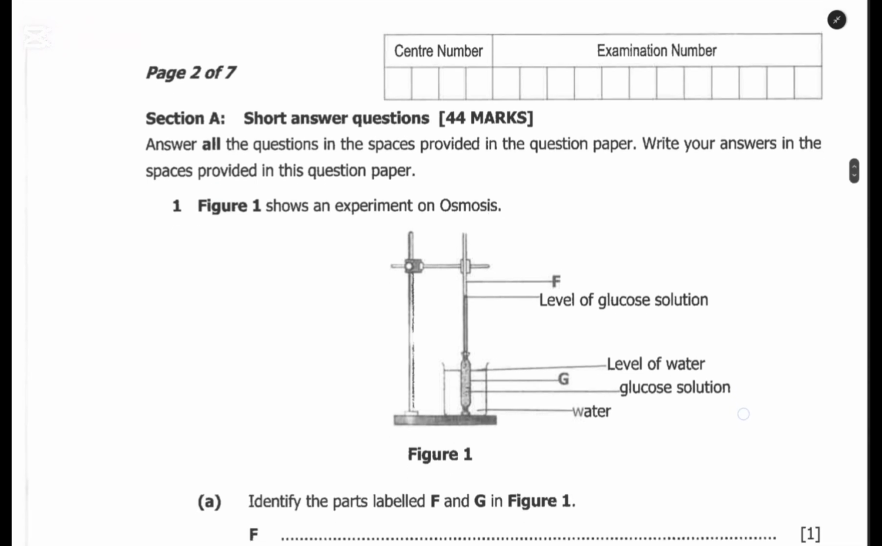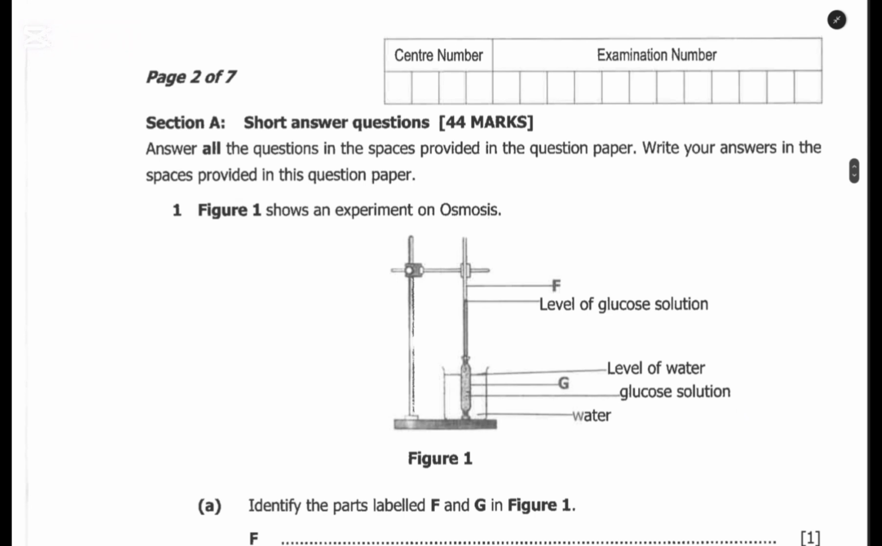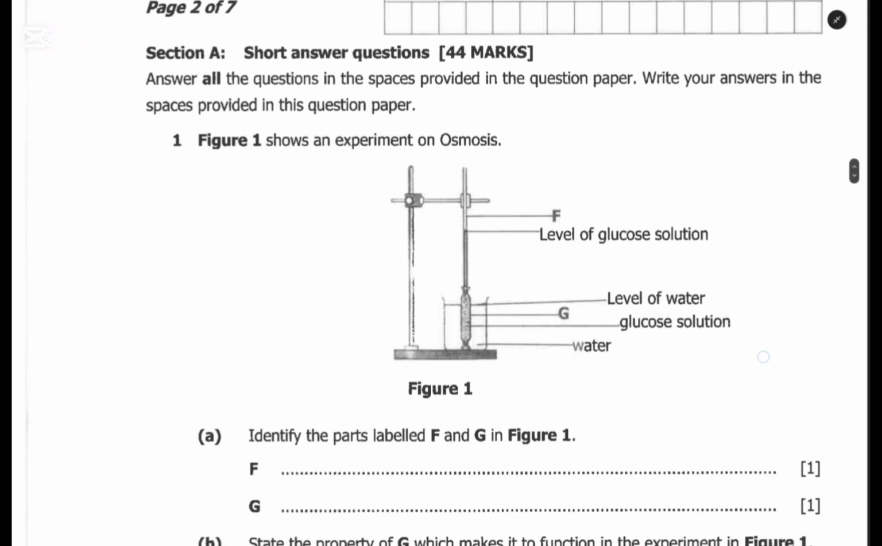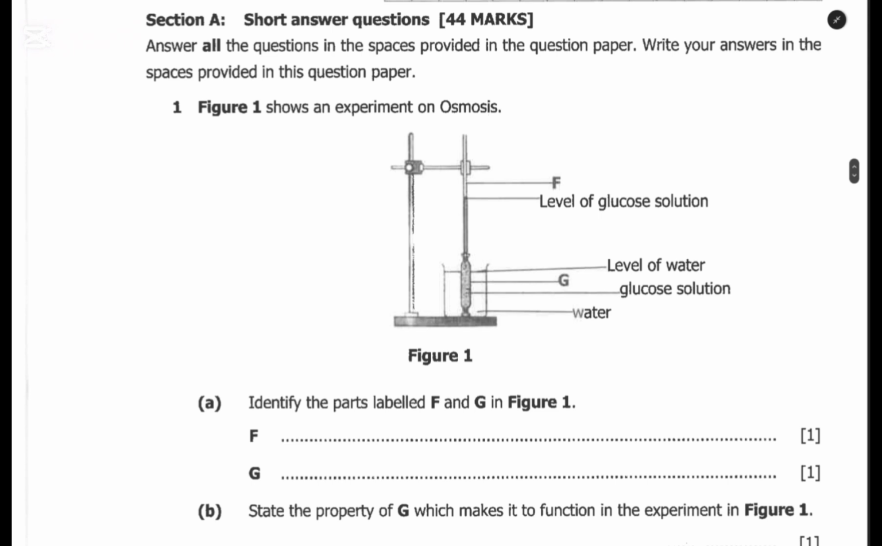So let us have a look at maybe just the instructions also. This section is 44 marks, you earn 44 marks if you answer all the questions correctly. And of course, like I said, you need to write in the spaces provided. And here is the first question. Figure 1 shows an experiment on osmosis. So the question was on osmosis. And of course, immediately you know the topic, you should be able to remember the answers. The setup, the diagram came for the first time. And this confused a lot of candidates, but there's nothing difficult here.